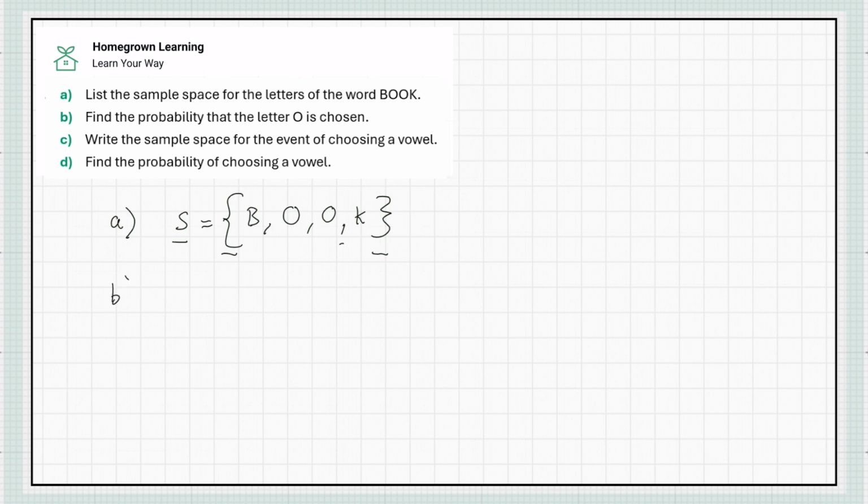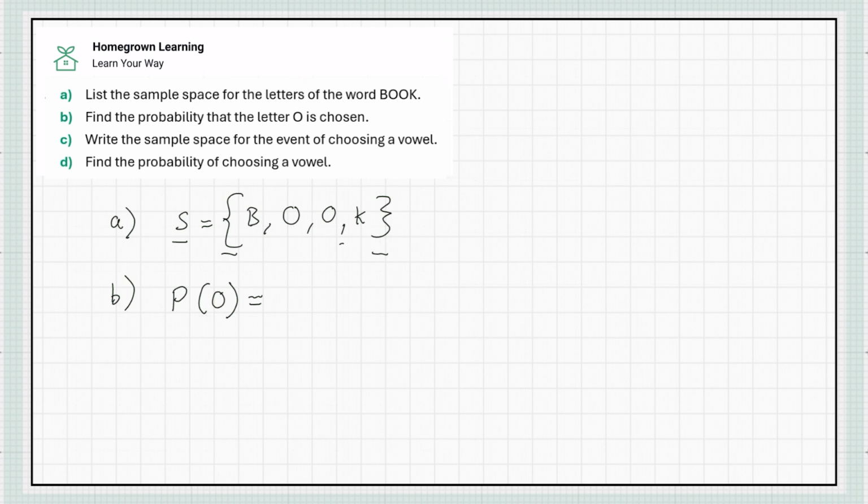Alright, let's look at B. So now we're going to see how sample space and probability are related. So find the probability that the letter O is chosen. So we write this as the probability, and in regular brackets we put down what we are looking for. So O is what we are looking for, the probability of O.